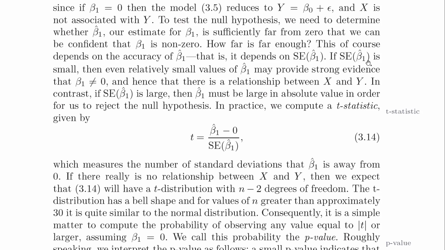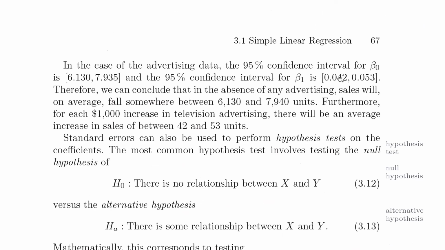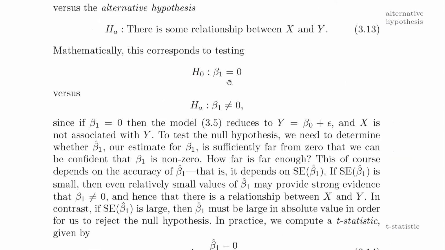If the standard error of beta 1 hat is small, then even relatively small values of beta 1 hat may provide strong evidence that beta 1 is not 0, and hence there is a relationship. For example, look at this. Our lower bound is sort of close to 0, whatever close to 0 means. But the narrower this interval is, the more certainty you have that 0 does not lie within this interval.